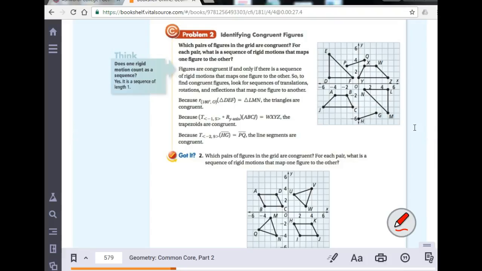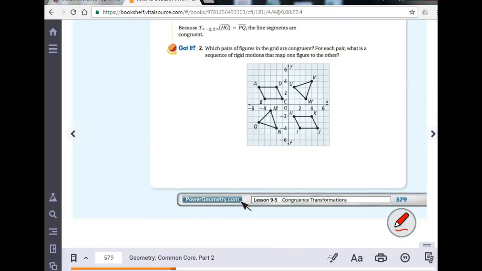Okay. Now, in the Got It section, it says which pair of figures in the grid are congruent, and for each pair, what is the sequence of rigid motions that map one figure onto the other? Well, let's start with the parallelogram, or rhombus. I guess it's a parallelogram. Let's call it a parallelogram here, ABCD. It looks as though all we are doing is sliding it over and sliding it down, and it would be in the same format that it was.